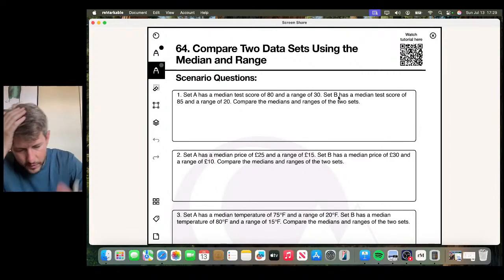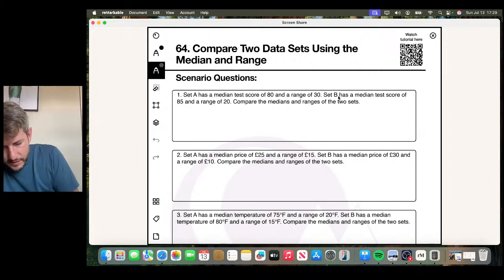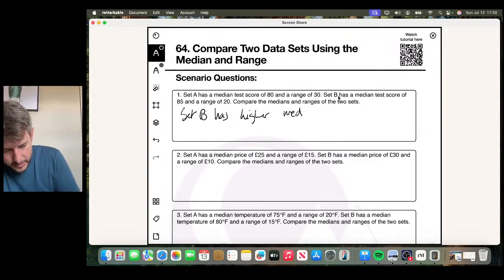Okay, so set B has higher median and lower range. Okay.